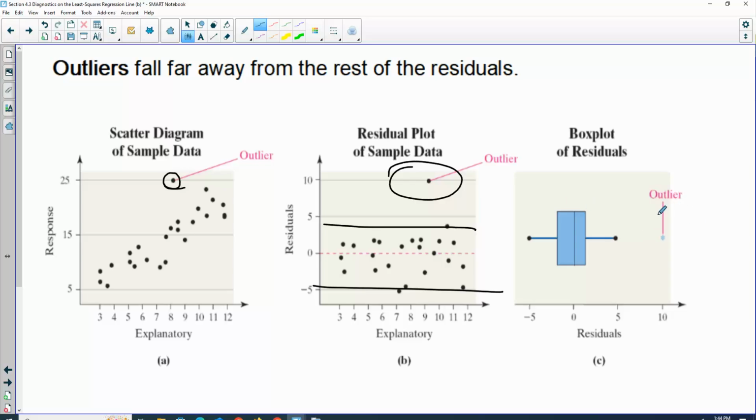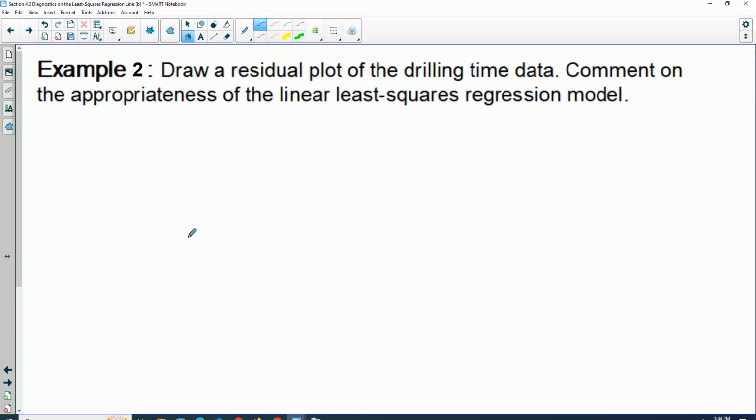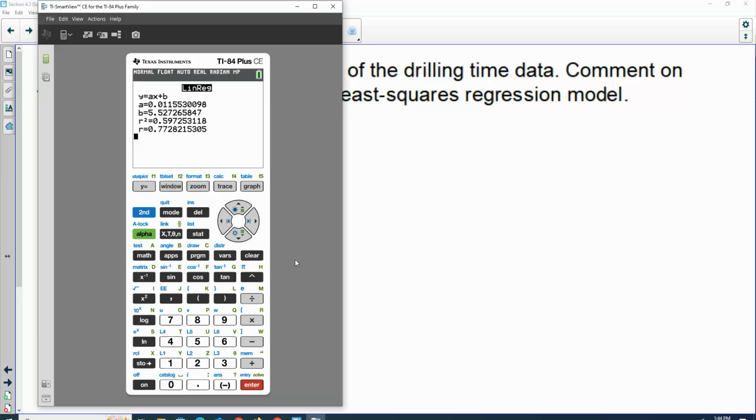So we're looking at, does it have a pattern? Does it get wider as it goes on? That's constant error variance. It's getting less consistent. Or do we have outliers? All right, so I want to look at a residual plot for our data, and then we'll decide how linear it is.